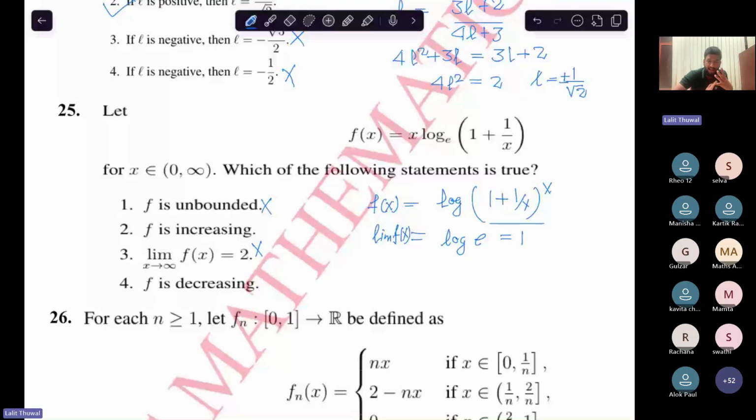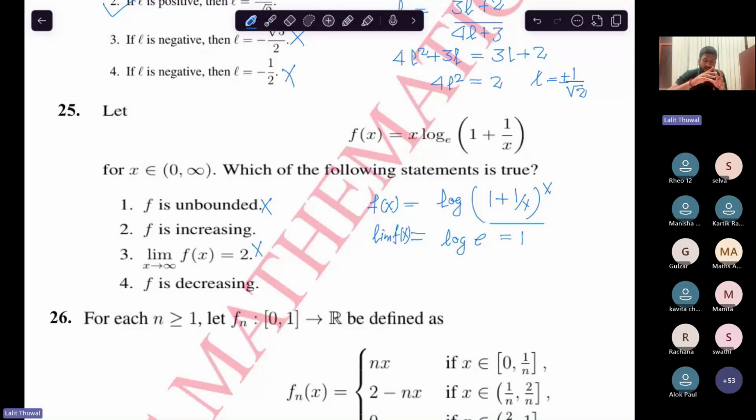Because I have seen that at x equal to 0, it is 0. The limit exists at x equal to 0, and when we go to infinity, it also tends to a finite value. So it is a bounded function. So the first one cannot be true. Now we only remain with either 2 or 4 being true.